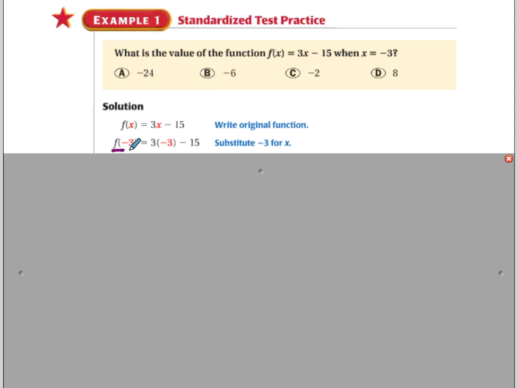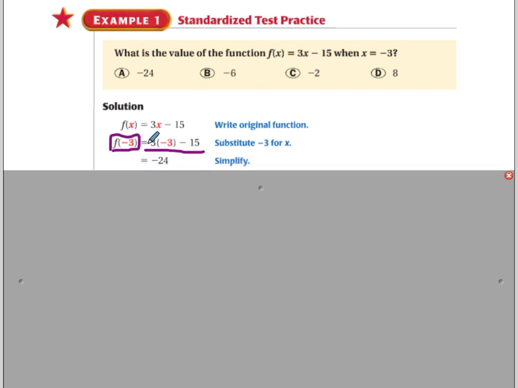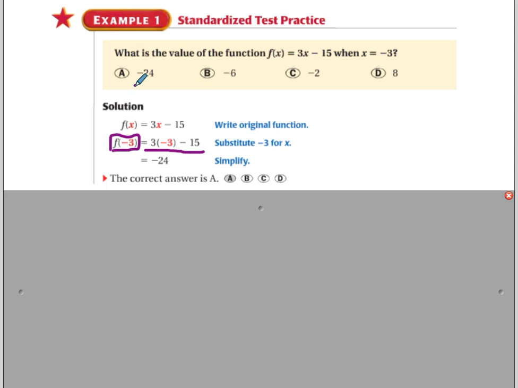I don't need to do anything on this side of the equation. This is just to tell the person who's looking at your work what exactly you're doing. We just need to focus on solving this part. So I'm just going to do 3 times negative 3, which is negative 9. Negative 9 minus 15 is negative 24. So the correct answer would be A.